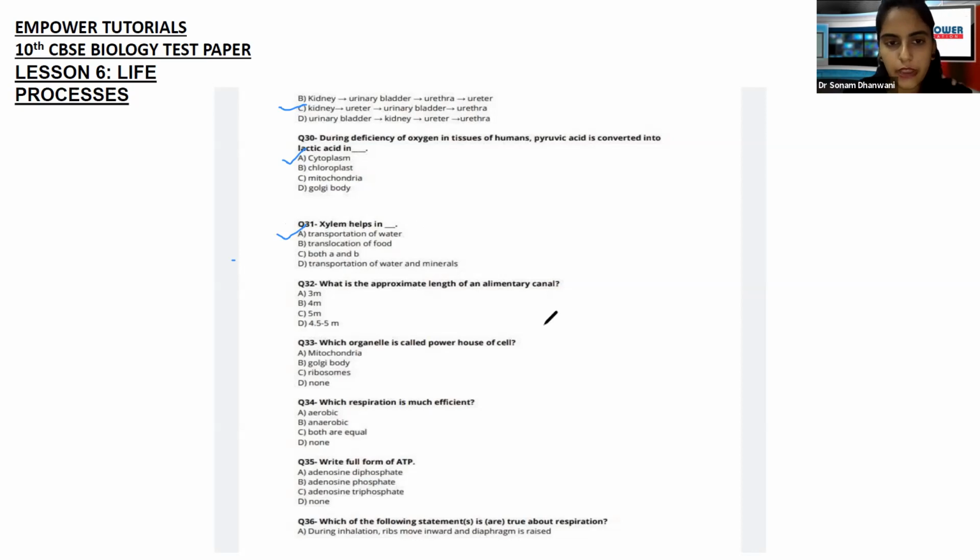Okay, yes, going ahead. What is the approximate length of the alimentary canal? Okay, now there is a change in this question. This option D actually needs to be changed and the correct answer needs to be given here, which is about 9 meters.